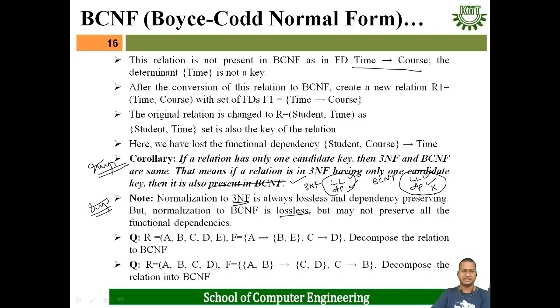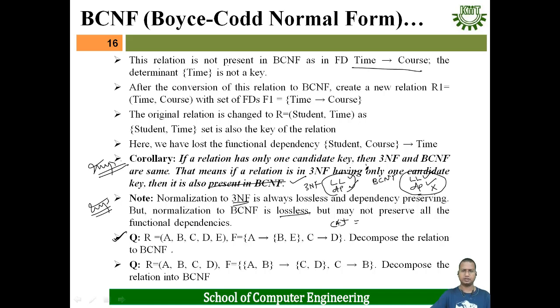Okay, then this is one question. Suppose R is A, B, C, D, E and the functional dependencies are A determining B and C determining D. Decompose the relation to BCNF. First we have to check in which normal form this relation is present. To find out the normal form, first we have to find out the key. Key means in this case we have to find out the closure.